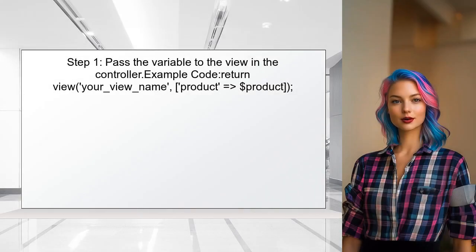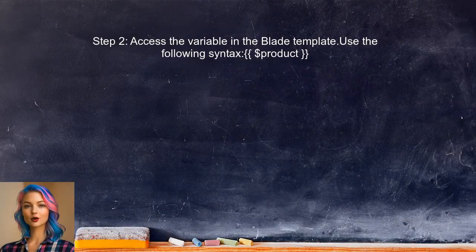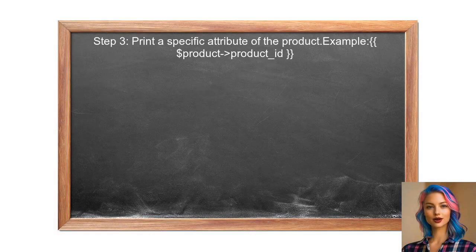To print the variable in a Laravel template, the user should start by ensuring that the variable is passed to the view correctly. This is typically done in the controller. Next, in the Blade template, the user can access the variable using the Blade syntax. This is done by using double curly braces. If the user wants to print a specific attribute of the product, they can do so by referencing the attribute directly within the curly braces.